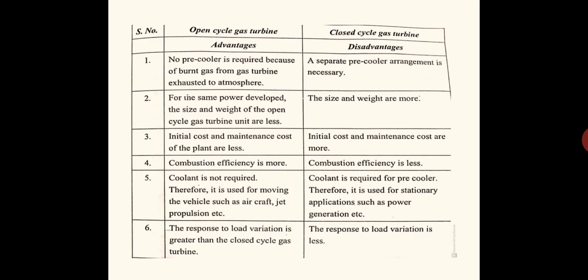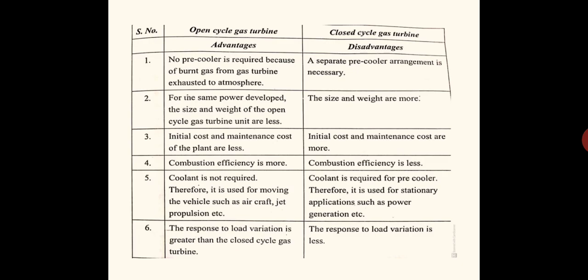In open cycle gas turbine, no pre-cooler is required because burned gas from the gas turbine is exhausted to the atmosphere directly, so no cooler or heat exchanger is required. But here a separate pre-cooler arrangement is necessary. In the case of open cycle gas turbine, for the same power developed, the size and weight of the unit are less, whereas the size and weight are more in case of closed cycle gas turbine. Initial cost and maintenance cost of the plant are less, whereas for the closed one, initial cost and maintenance cost are more.